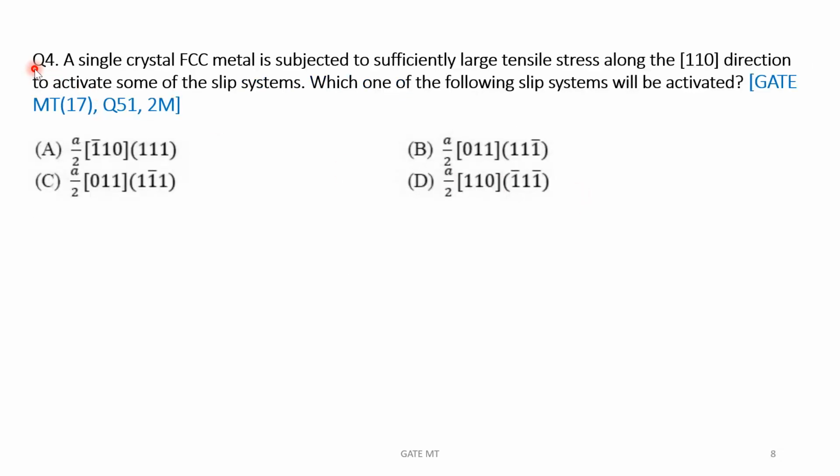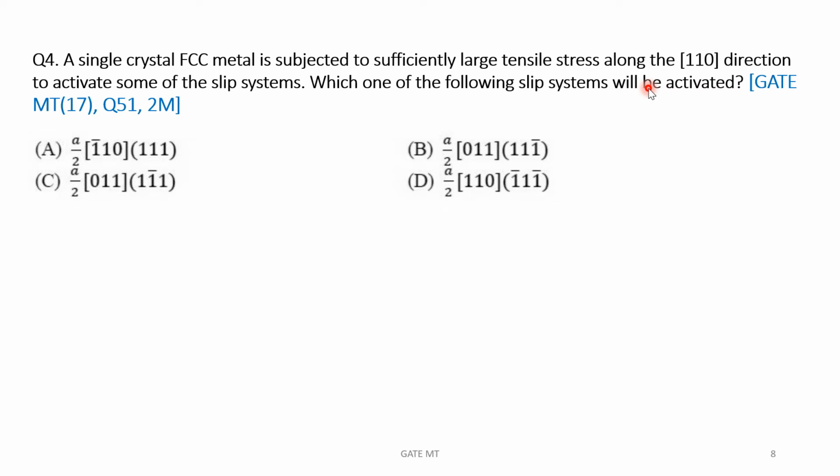A single crystal FCC metal is subjected to sufficiently large tensile stress along the 110 direction to activate some of the slip systems. Which one of the following slip systems will be activated? This was asked in GATE Metallurgical Engineering 2017 for 2 marks. So please read the question carefully.